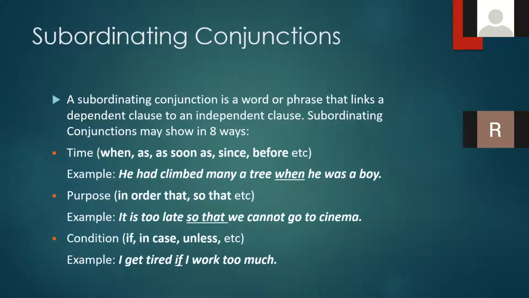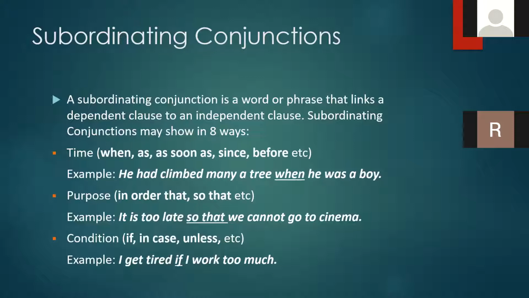The second type of conjunction is subordinating conjunctions. A subordinating conjunction is a word or a phrase that links a dependent clause to an independent clause. Subordinating conjunctions may be shown in 8 ways. First one is time: when, as soon as, since, before, etc. Let us see an example. He had climbed many a tree when he was a boy. Here, when is the subordinating conjunction used.